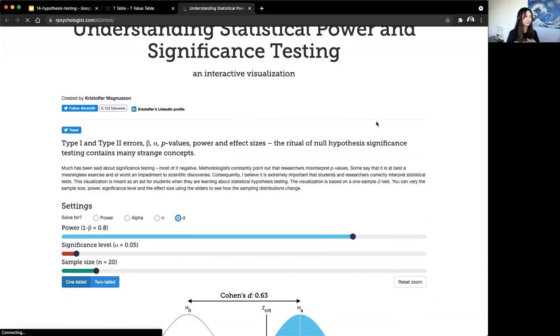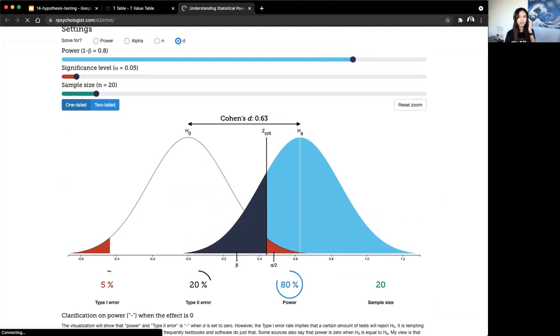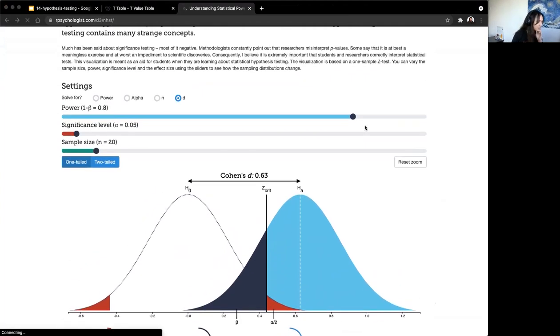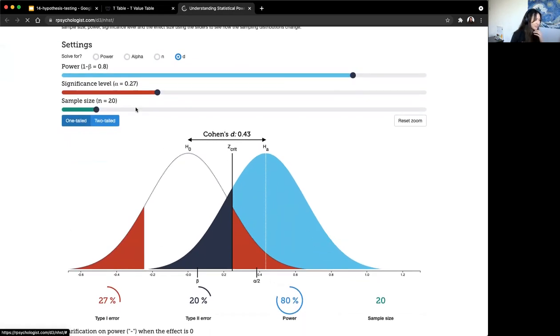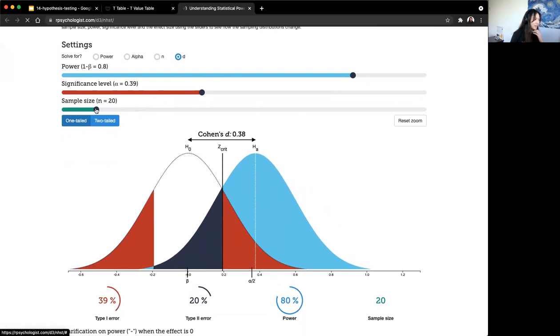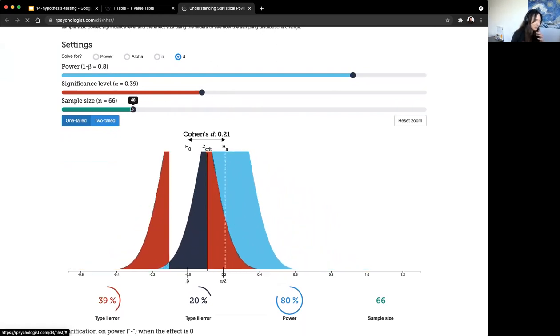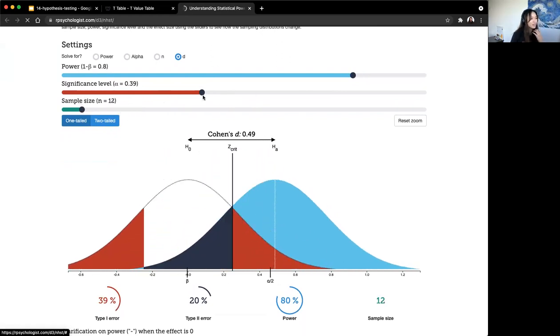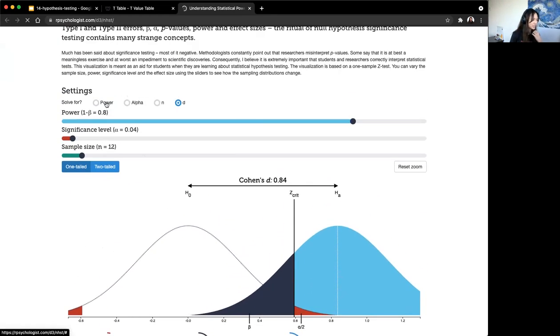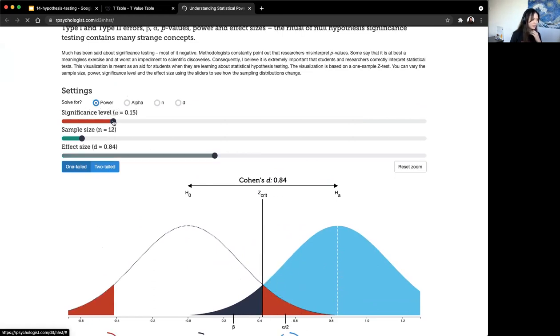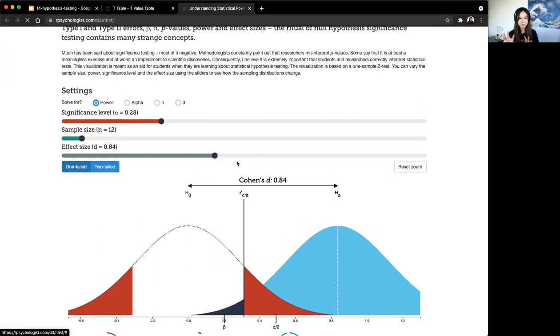Okay, so we'll actually go through this in more detail tomorrow. But basically, you can see here, we can play around with alpha. And if we play around with alpha, it basically affects the power of your test. If we play around with sample size, it also can affect many different things. And if we change our significance level, and if we also decide to change our effect size, it also affects the power of your test. So all of these things will come in handy, but we'll talk about that more tomorrow.